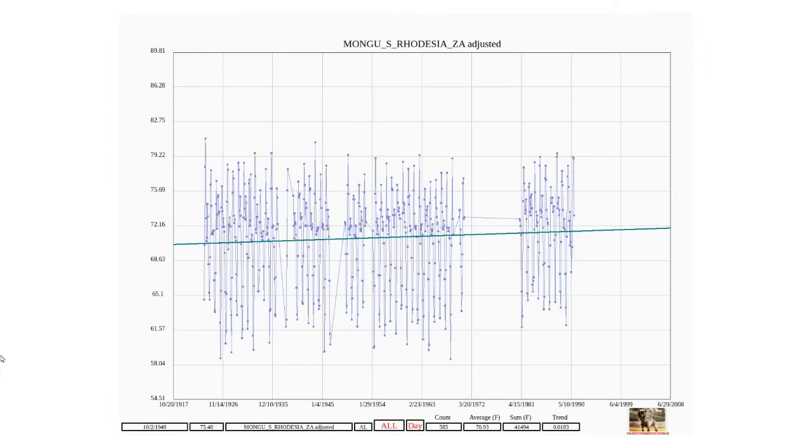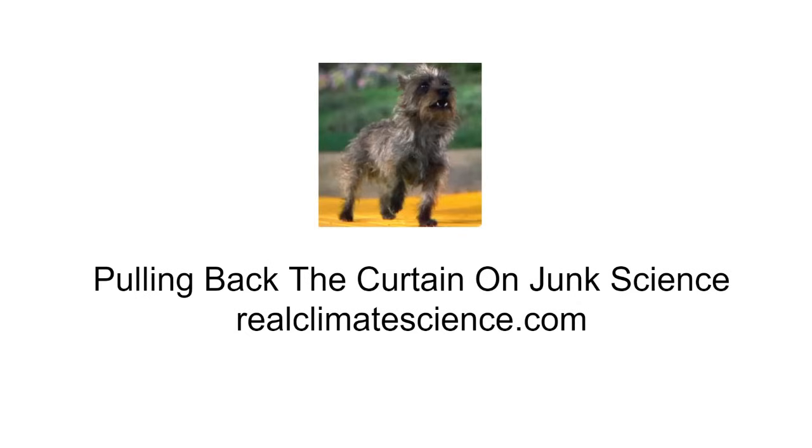I'm seeing this sort of fraud in the data tampering all over the world with the NOAA Global Historical Climatology Network adjusted database. The global warming trend which we keep hearing about is due to data tampering, not due to climate change. Tony has been pulling back the curtain on the climate scam for almost 16 years.